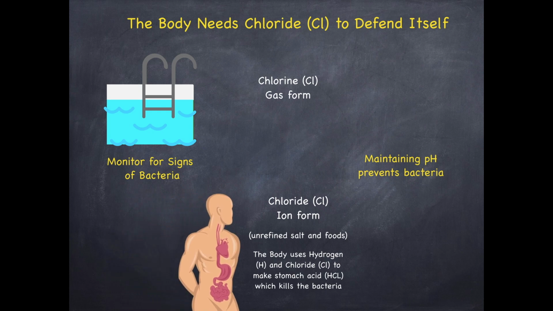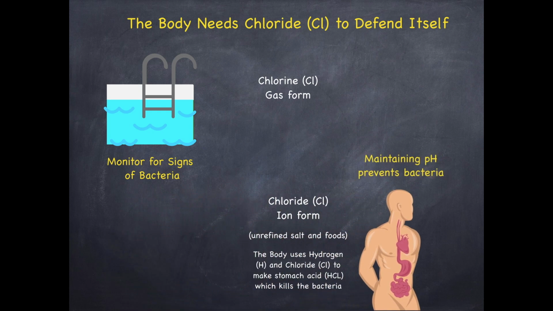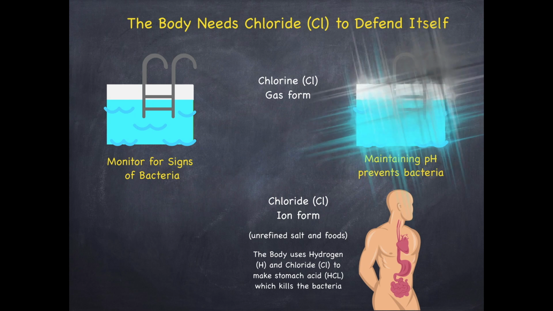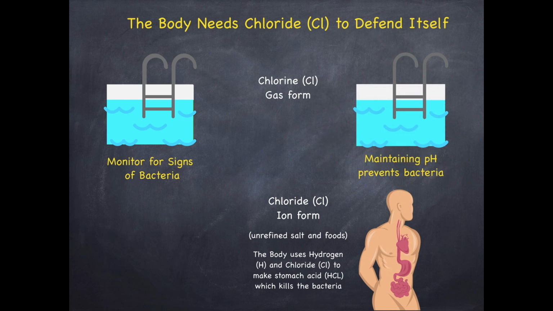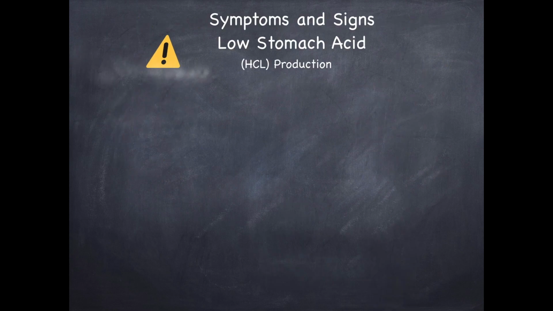By making sure we have enough chloride in our diet, our body can produce hydrochloric acid, and it will do the same thing in cleaning and maintaining a proper healthy environment in our digestive tract. So let's look at some symptoms and signs of low stomach acid production. This is very important because our health depends on it. If you have any of these signs or symptoms, improving these could improve your health.